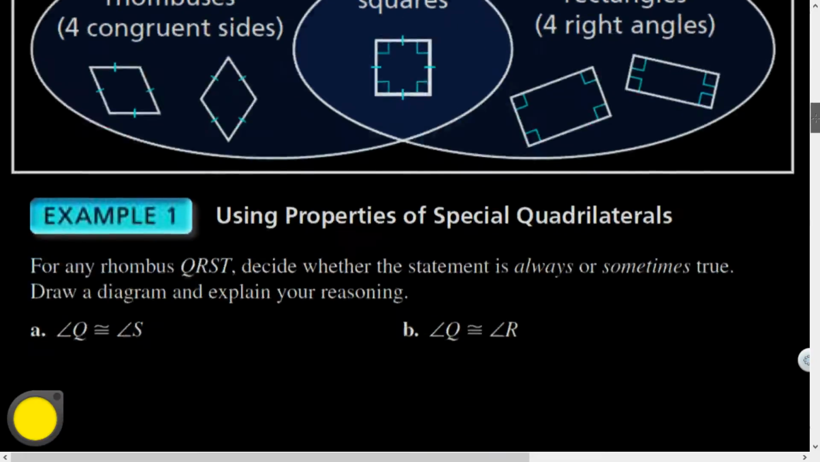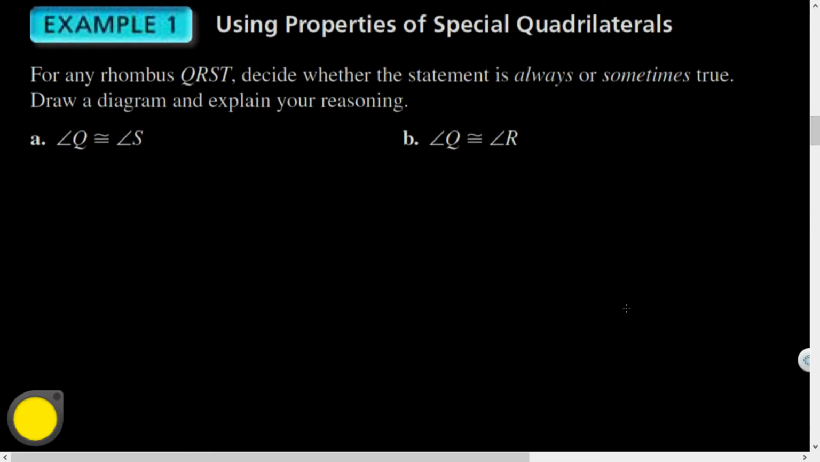Example. Always, sometimes, or never. Do these make you nervous? Like, you feel like you have to commit to one of these words? Actually, this doesn't even have never. They didn't give us that option. It's just always or sometimes.